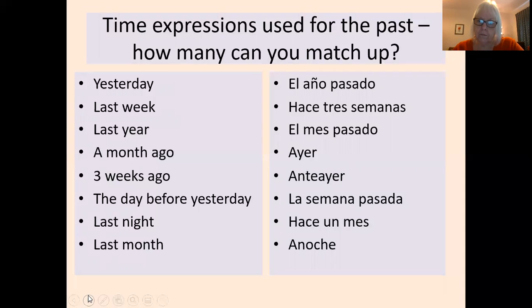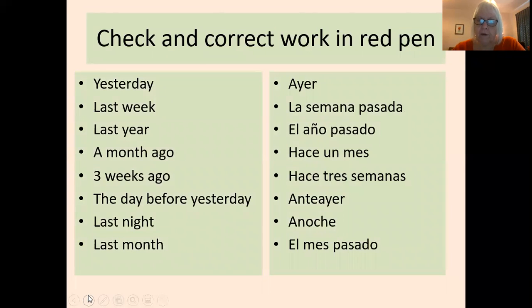Okay, so having restarted the video because you've done the task, let's correct them. Here we go. I put all these up in one go rather than making them appear. You have got, yesterday is ayer. Last week, la semana pasada. Last year, el año pasado.